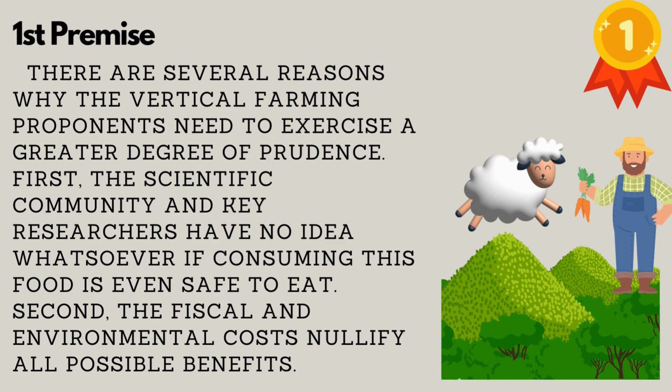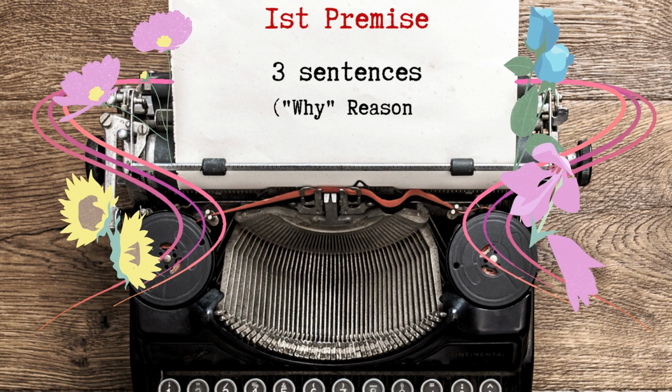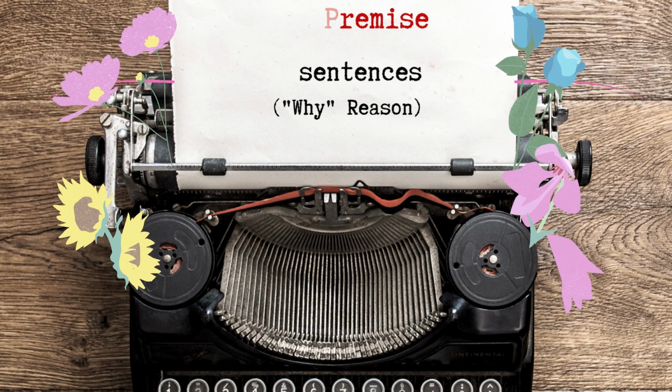So this is really cool. One of the things that I talk about a lot with my first premises is this, that you're making a promise. The first premise is a promise. And this student has made a couple of promises to us. One is that we don't know if consuming this food is healthy. And then second, there's environmental and monetary costs associated with this that don't make it tenable, right? It nullifies the benefits. All right, let's recap here. The first premise is three sentences long, and you have to make a why argument.